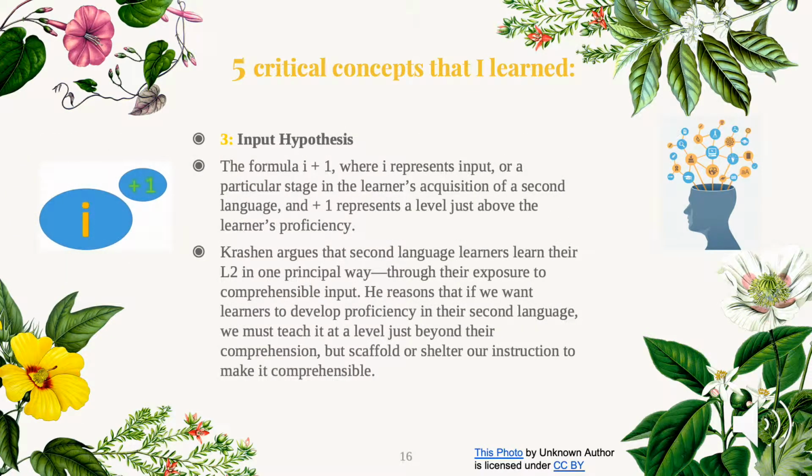The next theory I learned is the input hypothesis. The formula I+1, where I represents input, or a particular stage in the learner's acquisition of a second language, and the +1 represents a level just above the learner's proficiency. Krashen argues that second language learners learn their L2 in one principal way, through their exposure to comprehensible input. He reasons that if we want learners to develop proficiency in their second language, we must teach it at a level just beyond their comprehension, but scaffold or shelter our instruction to make it comprehensible.